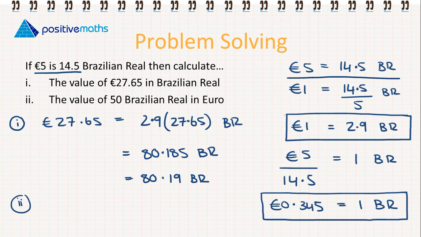And then for part 2, I'm looking for 50 Brazilian real. I know that 1 Brazilian real is equal to 0.345 euro. So if I multiply that by 50, then I will find my 50 Brazilian real in euro. So 50 Brazilian real is equal to 17.25 euro, so €17 and 25 cents.